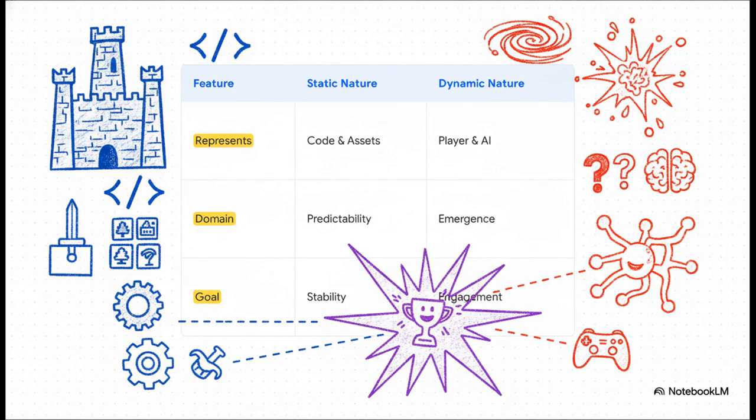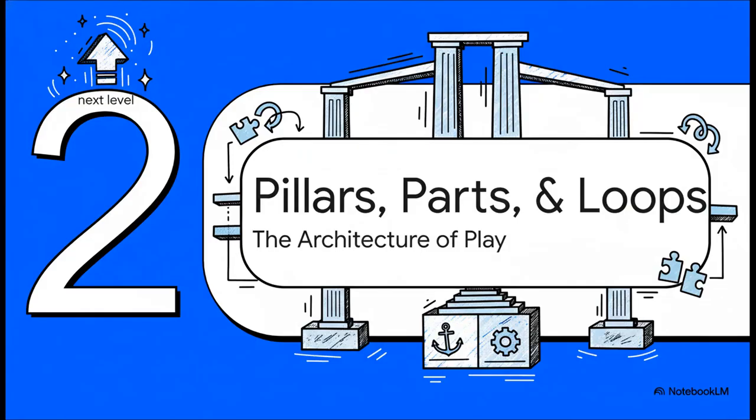And this table just lays it all out perfectly. On one side, you have the static nature. That's the rigid, predictable source code, the art assets, the design doc. And on the other, you have the dynamic nature, the chaotic, totally unpredictable player, and all the emergent AI behaviors. The magic, the fun, the juice, it's born right there, in the explosive tension where that predictable code slams into your unpredictable actions.